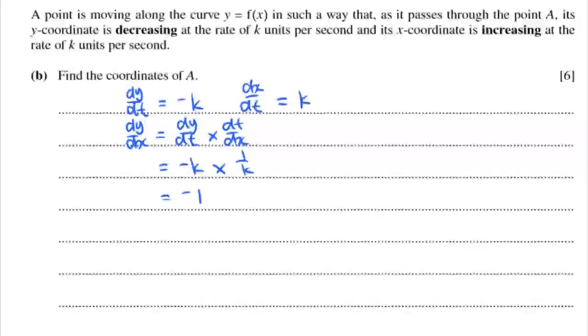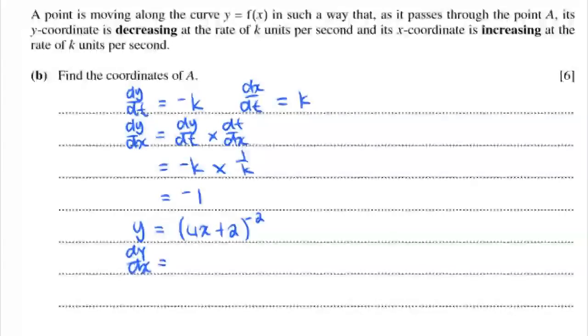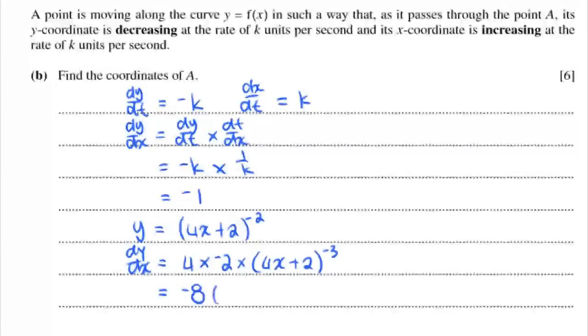So let's go back to the function. The function is y is equal to 4x plus 2 to the power of minus 2. And let's find the derivative and then make it equal to negative 1. So dy/dx. It's a chain rule. We differentiate 4x plus 2 and we get a 4. The 2 comes down, we multiply by the negative 2, and we're also going to leave the brackets the same, subtract 1, we get negative 3. Let's simplify it a little bit, not a lot. Negative 8, 4x plus 2 to the negative 3.